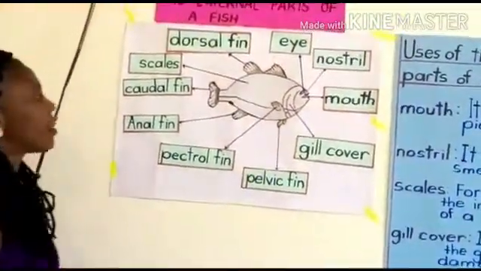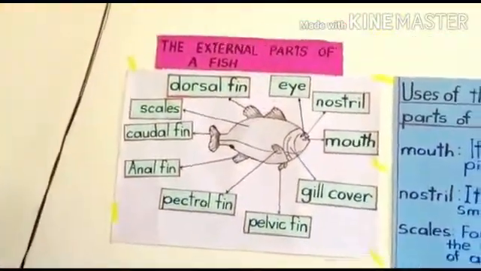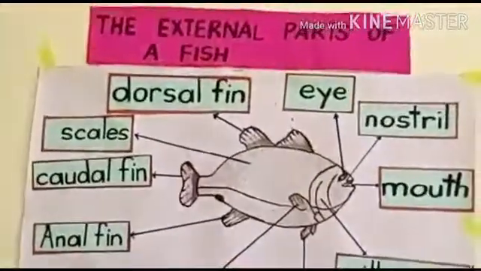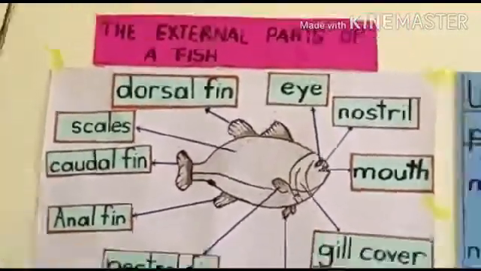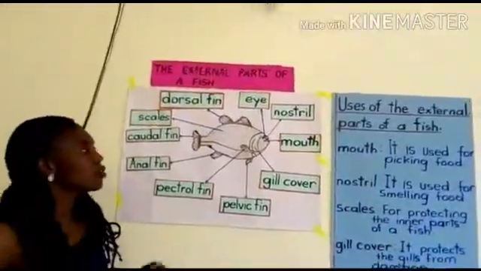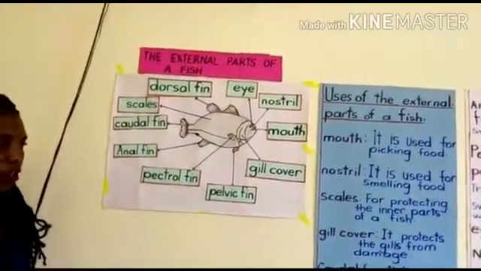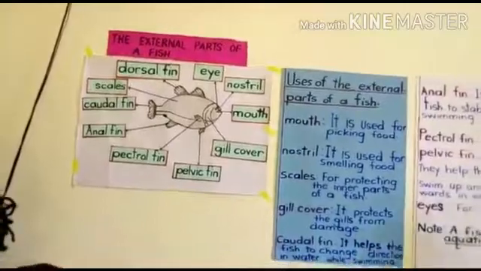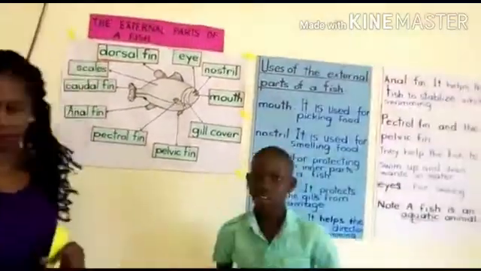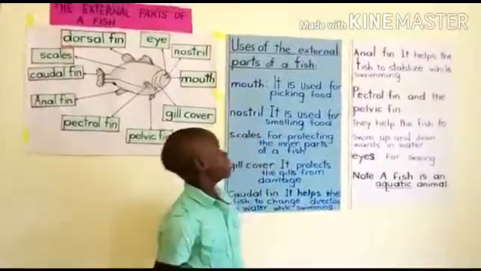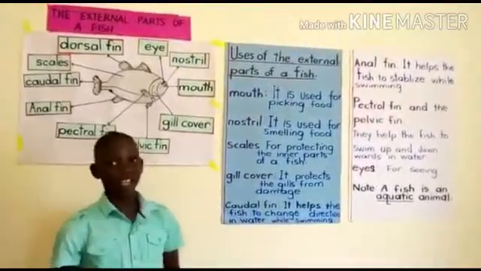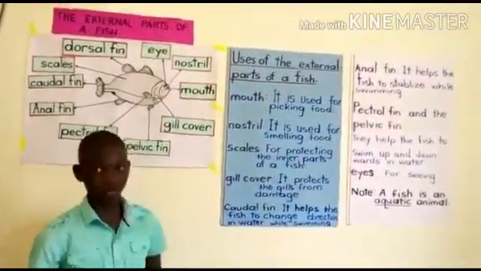Those are the outside or the external parts of a fish. Let's have Bruno to tell us the uses of the external parts of a fish in particular. Yes, Bruno? Thank you, Teacher Doreen. I'm Bruno. Let's look at the uses of the external parts of a fish.